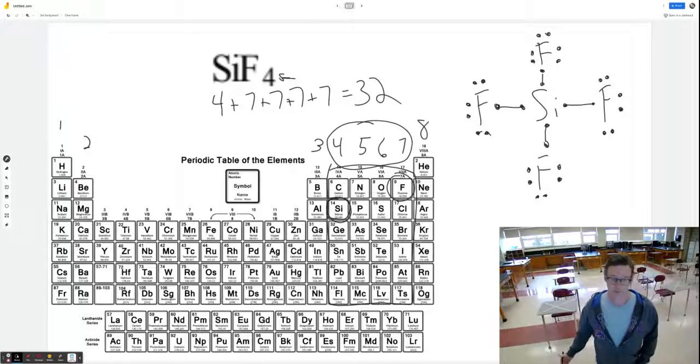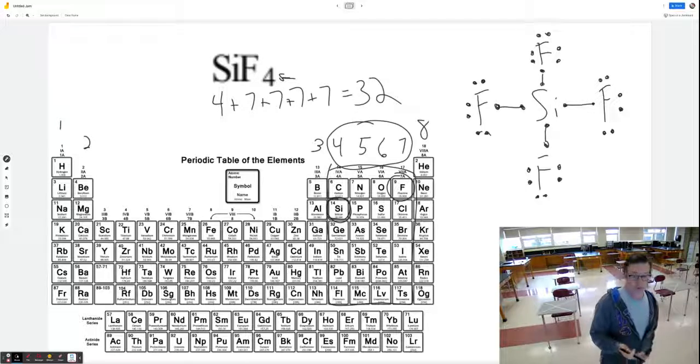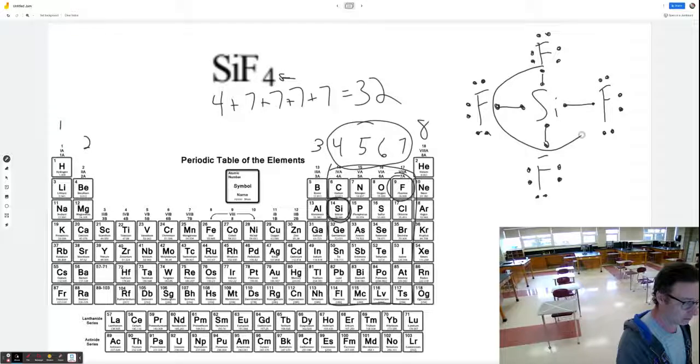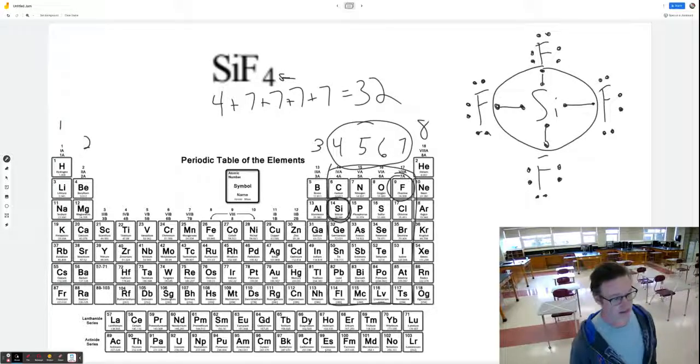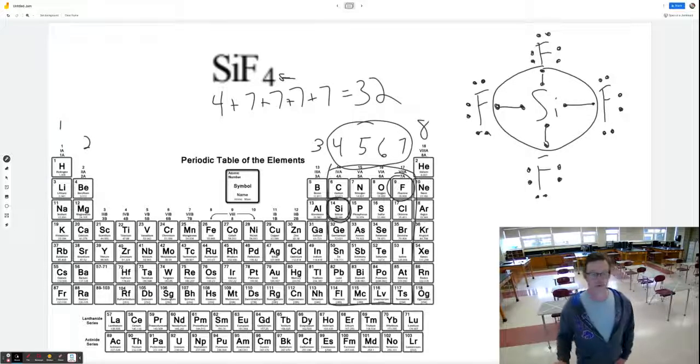Okay, well, now count it up. Each fluorine has 6 dots, that's 24 dots, and then each bond is 2 electrons times 4, that's 8. So I've used all 32 electrons. They're all there. Now, I know the fluorines are full because I used all those dots to fill them up. The silicon in the middle has 4 bonds, that's 8 electrons. I'm done. Okay, every atom in the molecule has a full octet.